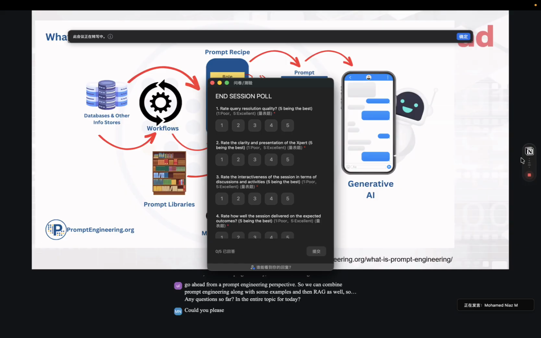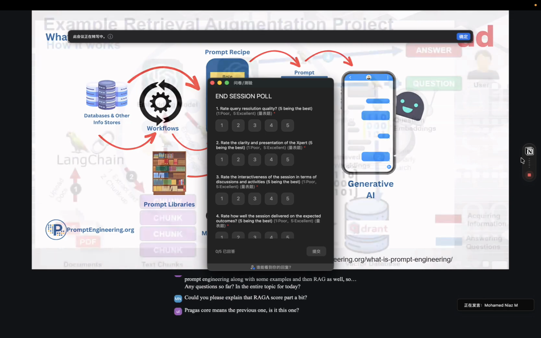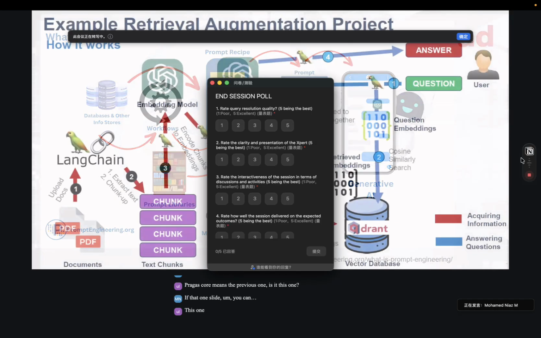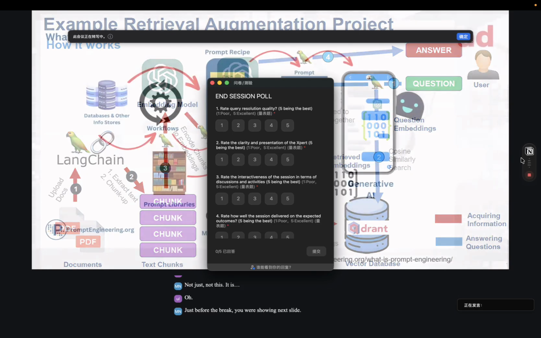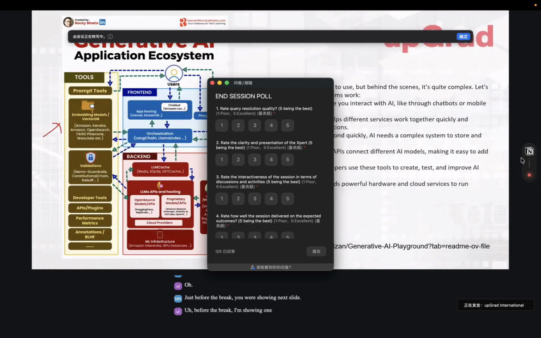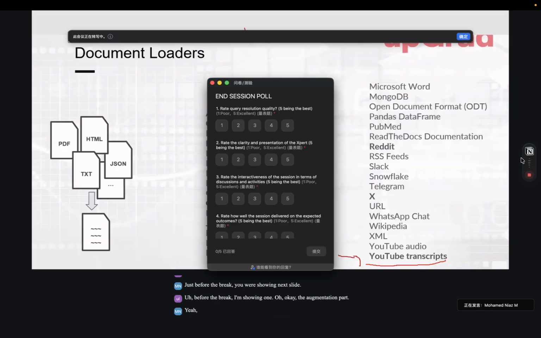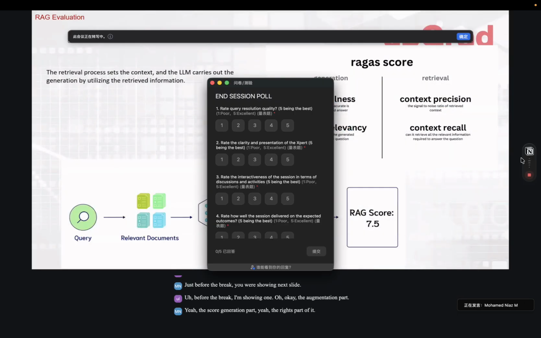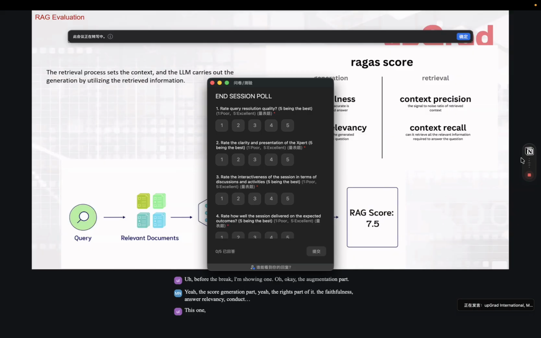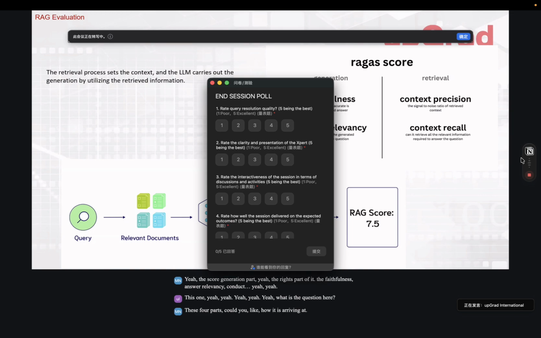Could you please explain that RAGAS score part a bit? RAGAS score means the previous one, is it? This one? Yeah, that one slide. Not this. It is just before the break you were showing that slide. Oh, okay, the augmentation part. Yeah, the score generation part, the right part of it, the faithfulness, answer relevancy, context. What is the question here? These four parts, how it is arriving at?